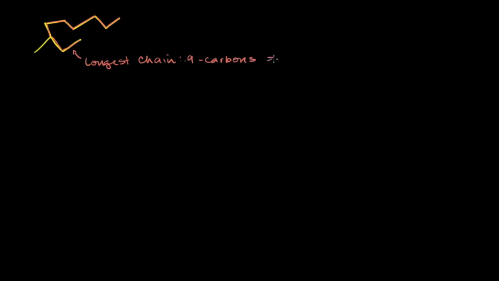9 means non, and it's very clear that no double bond is there. So you will use ane as a suffix. So nonane will be the root name.